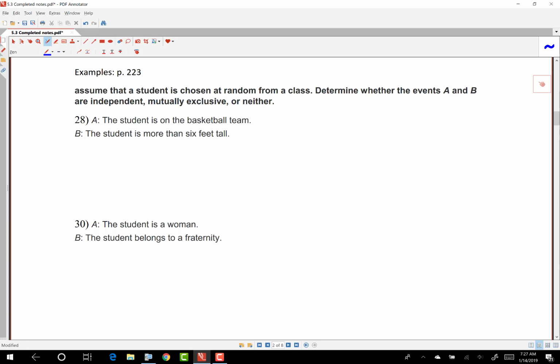And usually that's not the case. Usually basketball players are more than 6 feet tall. So I would say they're not independent. And then mutually exclusive would be that they can't happen at the same time. Well, again, they can definitely happen at the same time. A student can be on the basketball team and be more than 6 feet tall at the same time. So for this first one, it's neither.